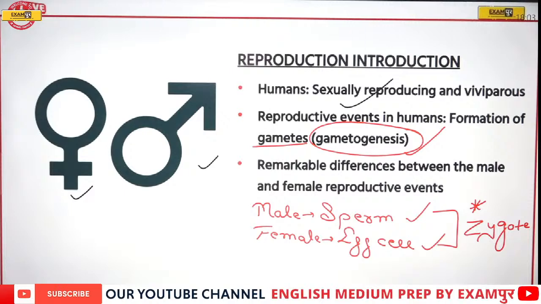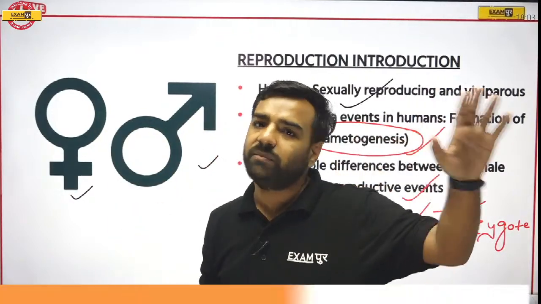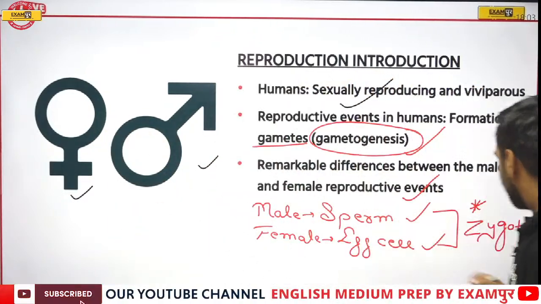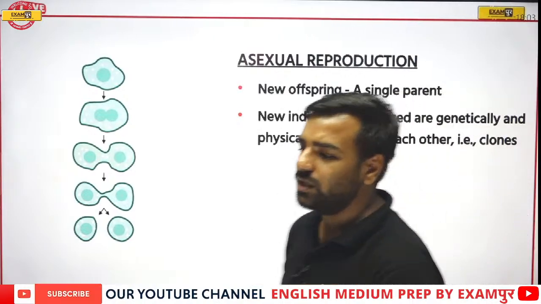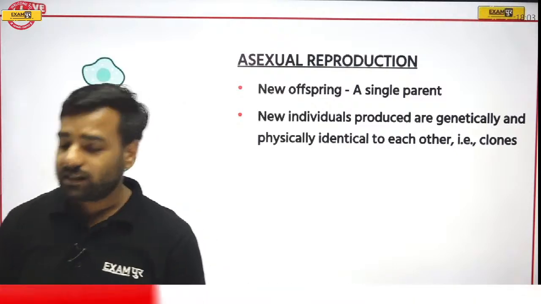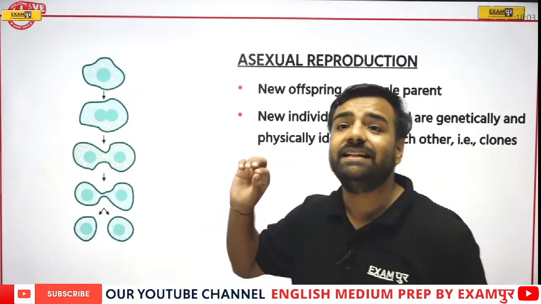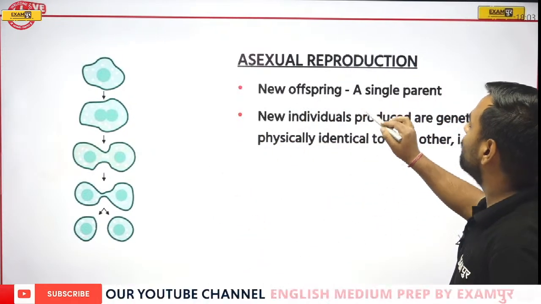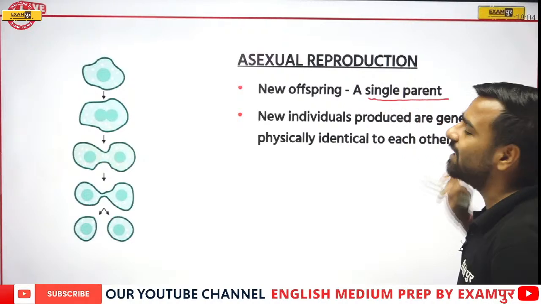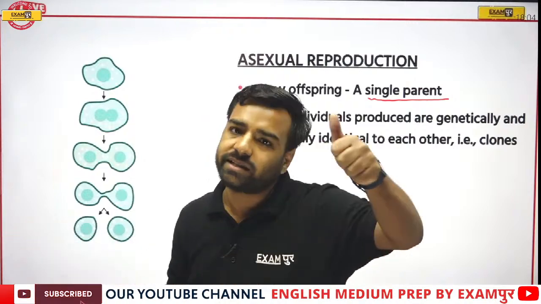So there are remarkable differences between the male and female reproductive events. Now what are the particular parts of the male and female reproductive systems? We will be discussing that. But we have to discuss asexual reproduction as well. Now what is asexual reproduction? Here only a single parent is required. A new offspring is generated by a single parent. There is no concept of male and female over here. Just a single parent is required.